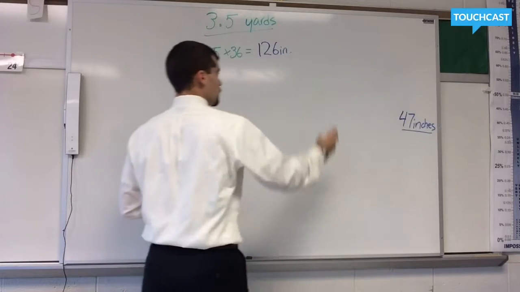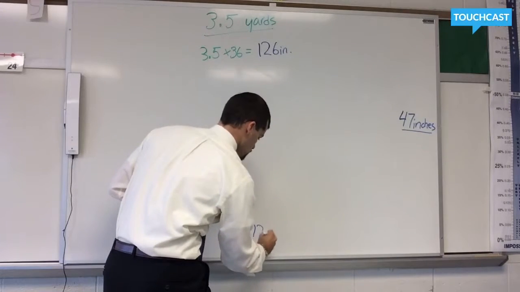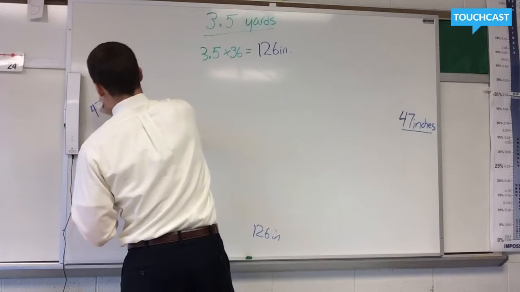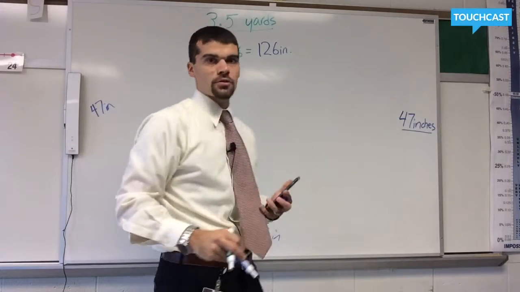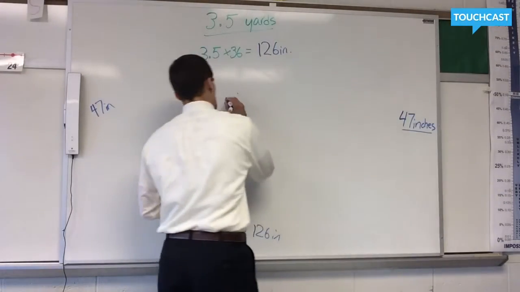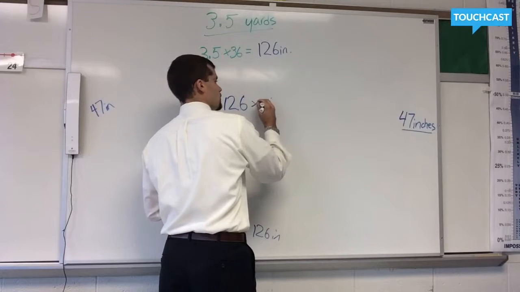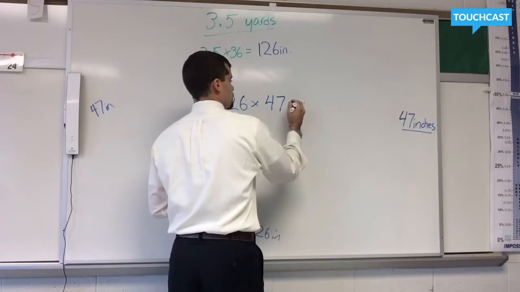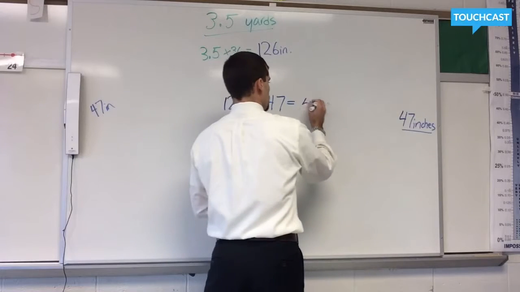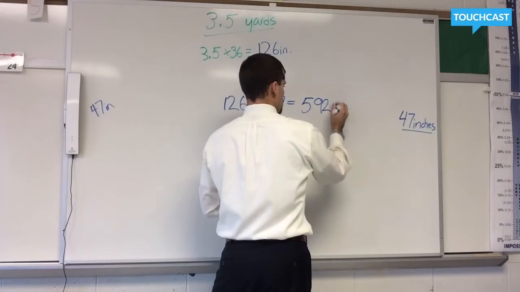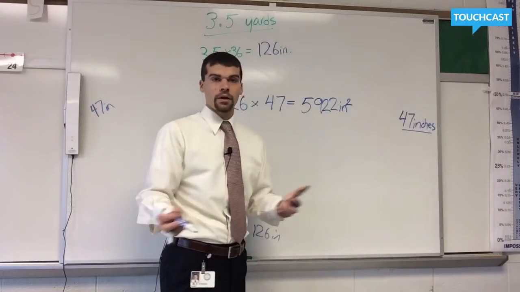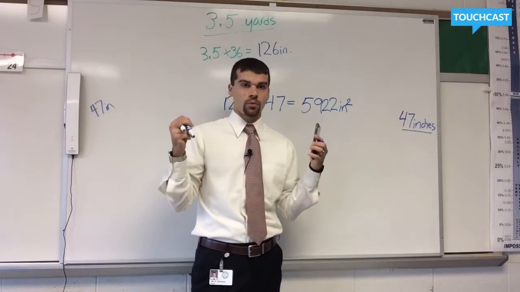Now I know that this side is 126 inches, and this side is 126 inches, and this side is 47 inches, making it much easier for me to solve. Now I just have to do 126 times 47 to get my area. Again, using my calculator, 5,922 inches squared. And there I have my area of the whiteboard.